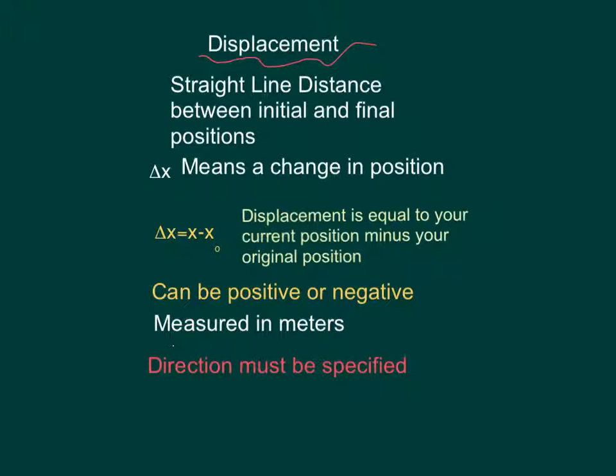Some things that are important that you need to know about displacement. First off, right off the bat, it can be positive, it can also be negative. Since we're talking about a change in position, some movement, it can be measured in meters. So our SI unit for displacement will be meters. And the last part, and this is very important, is that the direction of your displacement must be specified. 20 meters in one direction is not necessarily the same thing as 20 meters in the other direction when it comes to displacement.